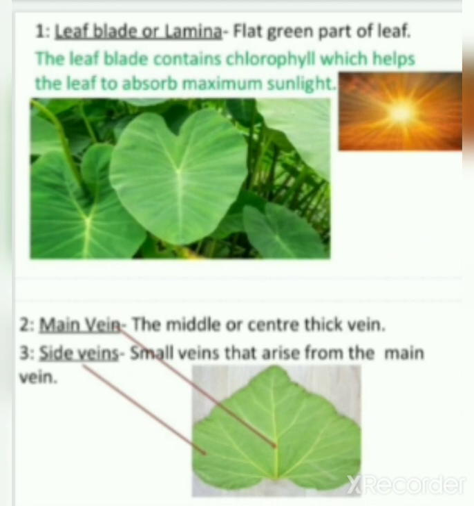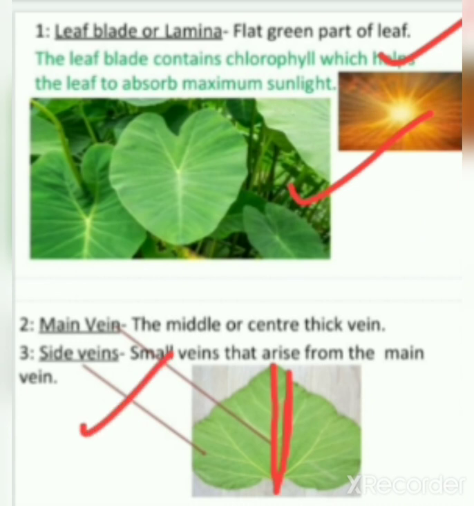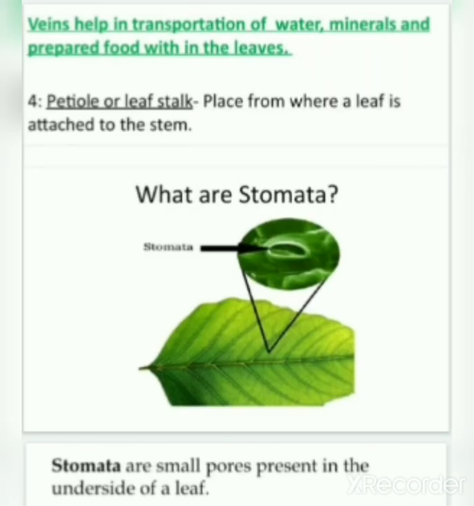So children, we have discussed the leaf blade or lamina, which is the flat green part of the leaf, and it contains chlorophyll which helps the leaf to absorb the maximum sunlight to prepare its food. And the main vein is the vein which lies in the middle or center of the leaf, and it is very thick. And side veins arise from the main vein. These veins help in the transportation of water, minerals, and prepared food within the leaves. Next we have the petiole or leaf stalk. It is the place where a leaf is attached to the stem.